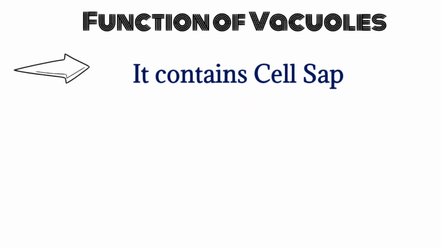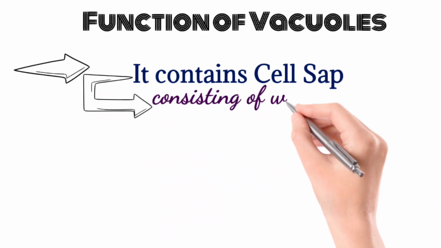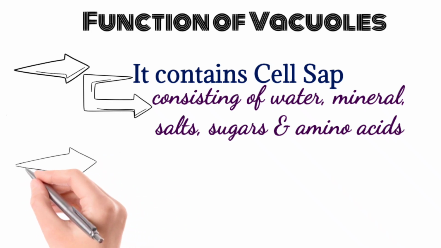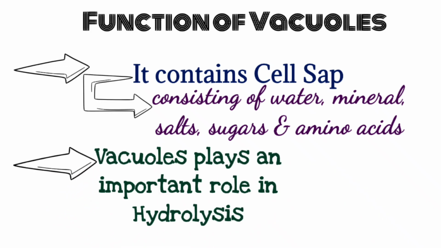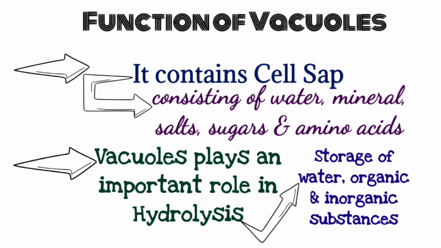Vacuole contains cell sap. What is the cell sap? Cell sap consists of water, mineral salts, sugar and amino acid. These are the ingredients of cell sap. Vacuoles play an important role in hydrolysis of plant cell. It means storage of water, organic and inorganic substances is done by vacuoles.